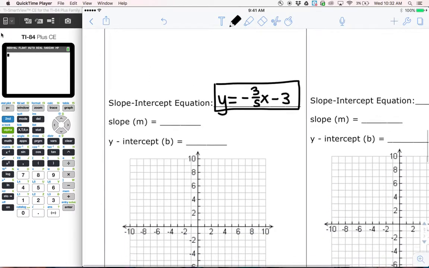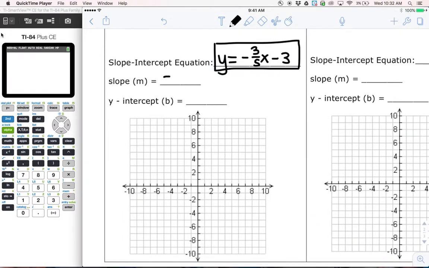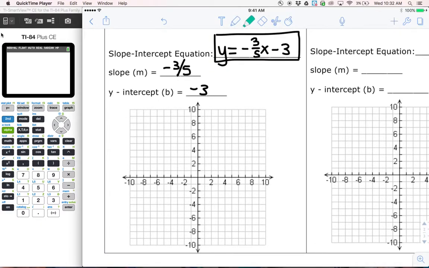So what is my slope? Well, my slope is -3/5, and my y-intercept is -3. So the first point on my graph, just like the other problems, is on the y-axis, and it is at -3. And now I'm going to use my slope to get more points. So my slope is rise over run, which is -3/5. So from my y-intercept, I'm going to go down 3 because it's negative, but still right 5.